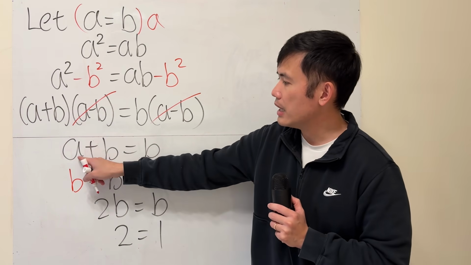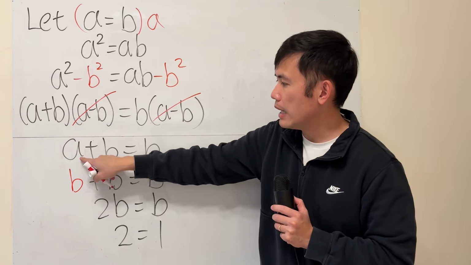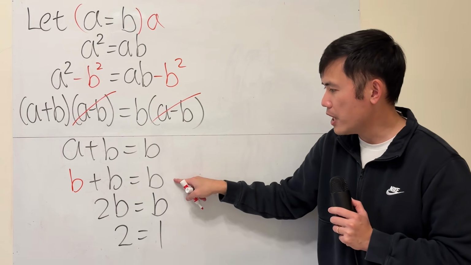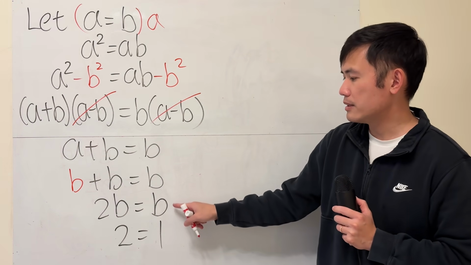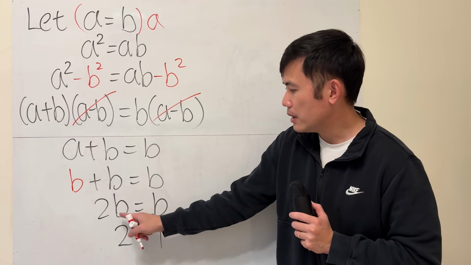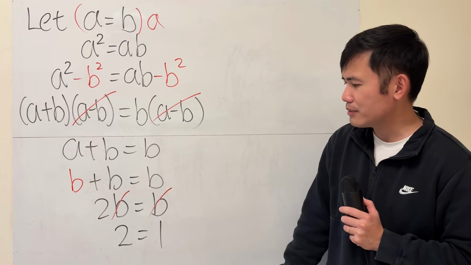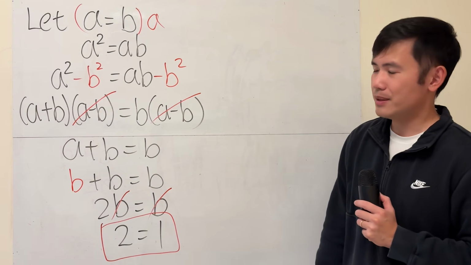Then, we notice that A, by the original assumption, is the same as B. So I will replace the A with the B and then keep the rest the same. Then we see B plus B is 2B, and that's equal to B. And once again, we see B on both sides, right? Some common factors we can cancel out. And we end up with 2 is equal to 1. And there you go. That is the proof.